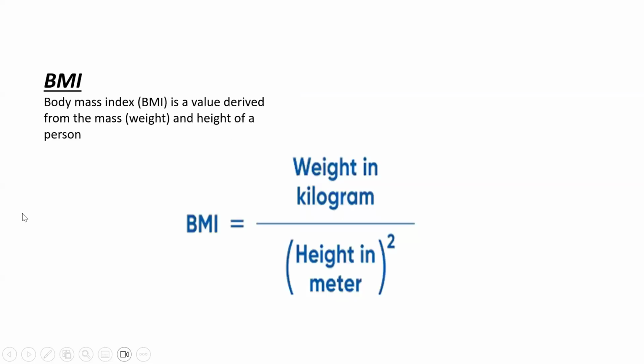BMI. BMI is a value which is derived from the mass and the height of a person with a formula: BMI equals weight in kgs over height in meters squared.